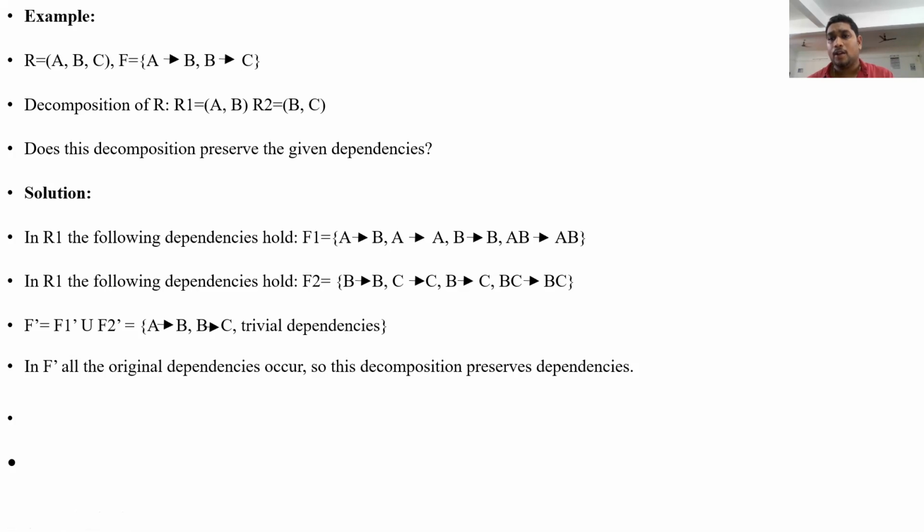Instead of combining one at a time, you can combine 4 or 5 particular decomposed relations at a time, so that by means of union of this function, I will get A to B and B to C. So in F, all the original dependencies occur. Our dependencies are A to B, B to C. We will get A to B and B to C. So this decomposition preserves dependencies.